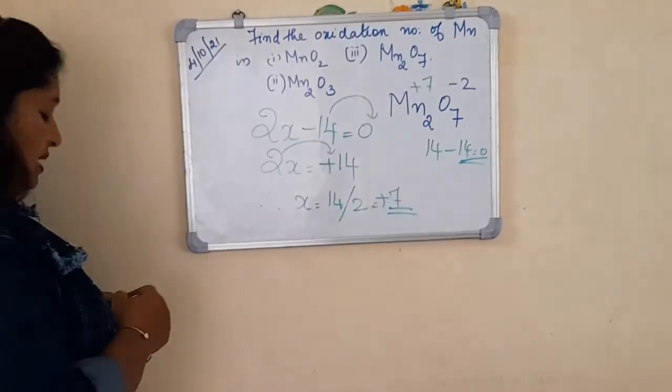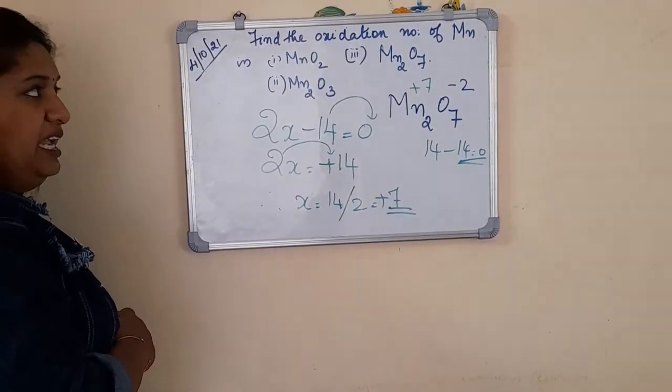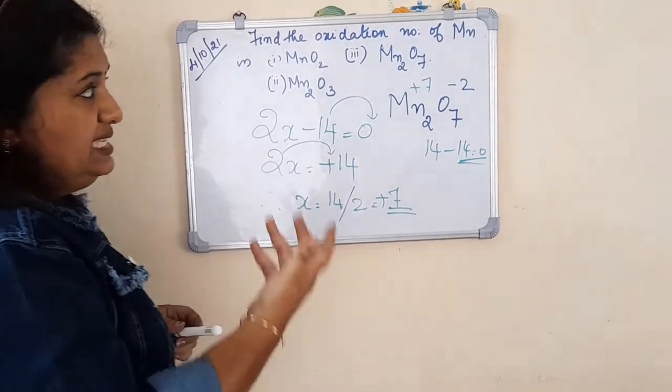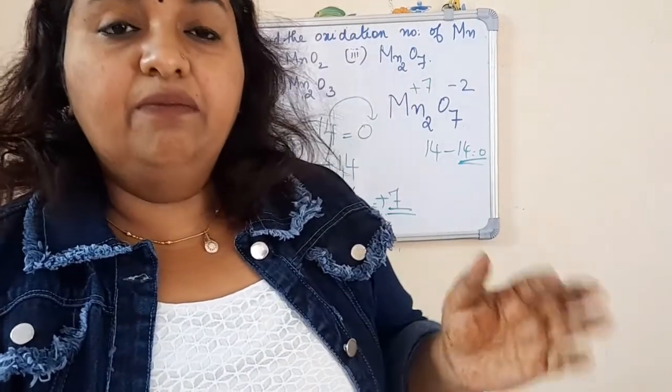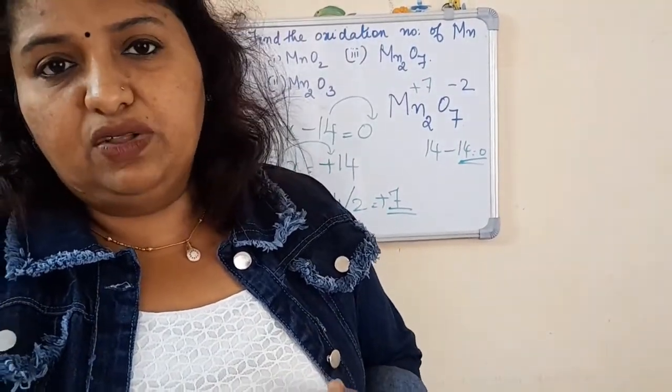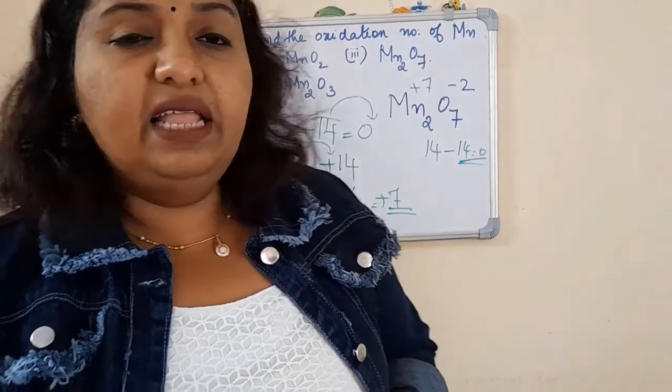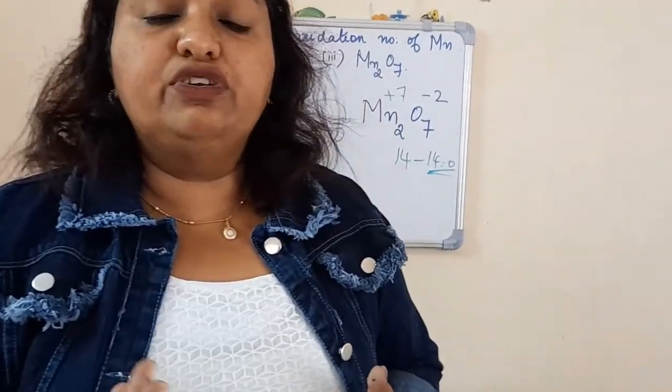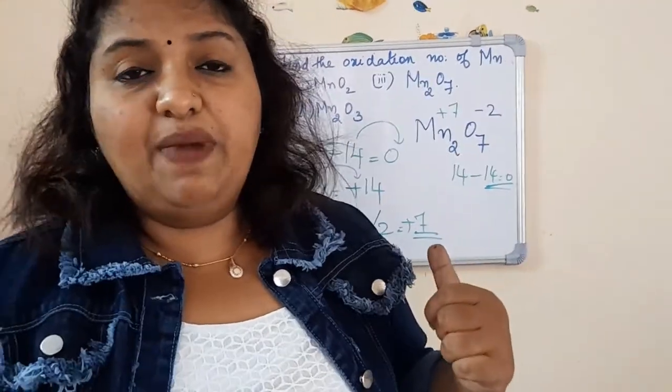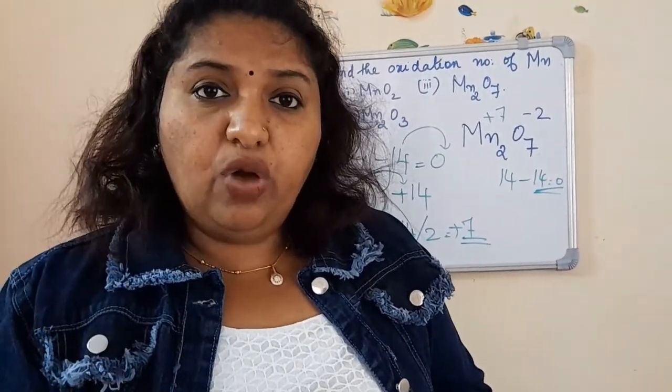So these are some examples by which we can find out the oxidation numbers of manganese in different compounds. These things are very important in your future chemistry classes also. When you go to higher classes, finding these oxidation numbers is very important, because when you're studying different elements, sometimes the oxidation numbers won't be given. So if somebody asks you to find out the oxidation number, use this method and find out.